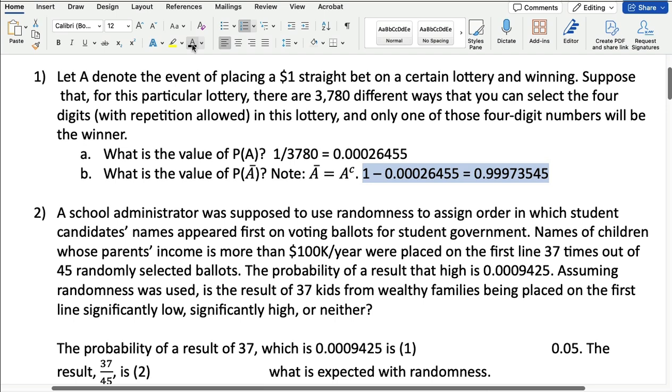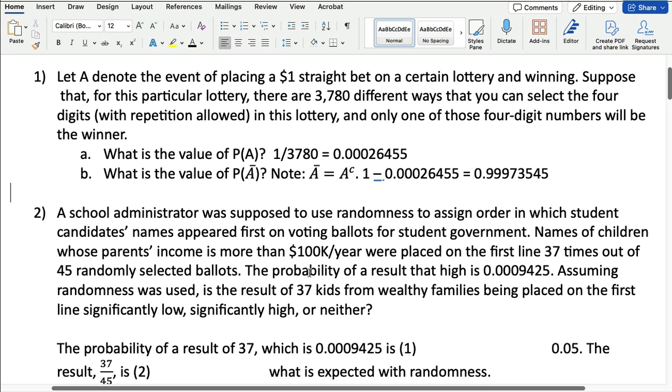Well, we know that the probability of the complement is 1 minus the probability of the event itself. So we just take that answer that we just got and subtract it from 1, and we get 0.99973545, which is what we would call in statistics a near certainty. That is a near certainty because of the number of nines after the decimal point there.